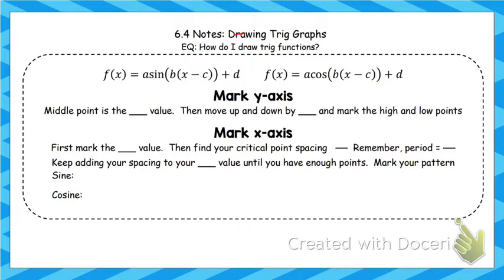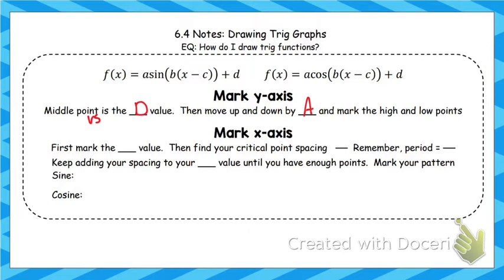So when we mark our y-axis, we're going to mark three things: the lowest possible value, the highest possible value, and the middle value. Based off what we know off these equations, that middle value is always the d, okay? It's always what you've added or subtracted to the end of the equation. That's the vertical shift. Then after we mark the middle of our graph, we're going to move up from that point and we're going to move down from that point. The amount that we move is the amplitude, A, and that's going to tell us what the highest and the lowest points on our y-axis are.